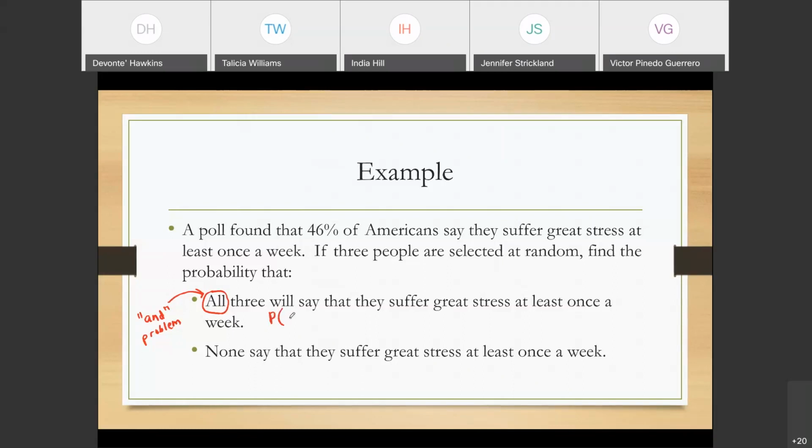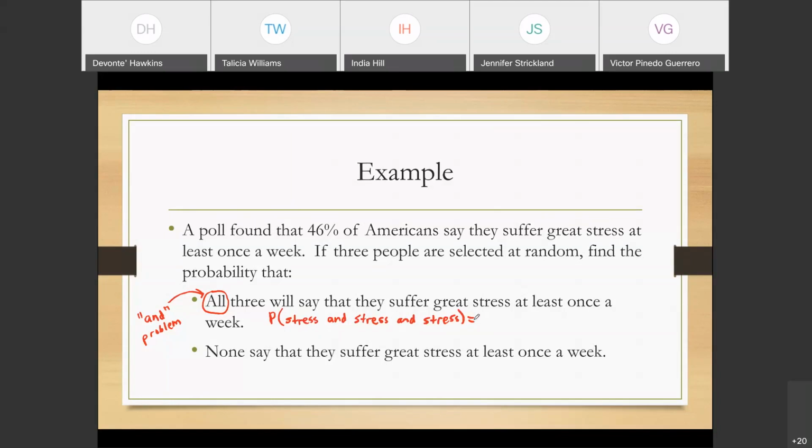I'm going to write that the first person says that they're stressed, and the second person says that they're stressed, and the third person says that they're stressed. Now, I want you to note that we have added an event here. Instead of just having 2 things separated with an and, we have 3. It doesn't change anything in how your formula works. You can have 10, and every time you put an and, you're going to put a multiplication.